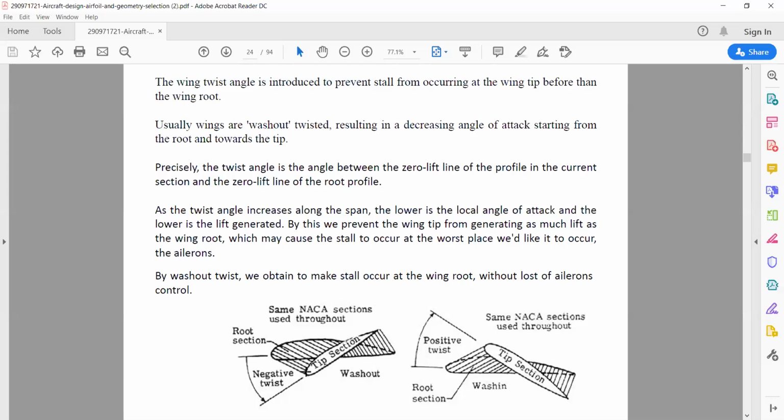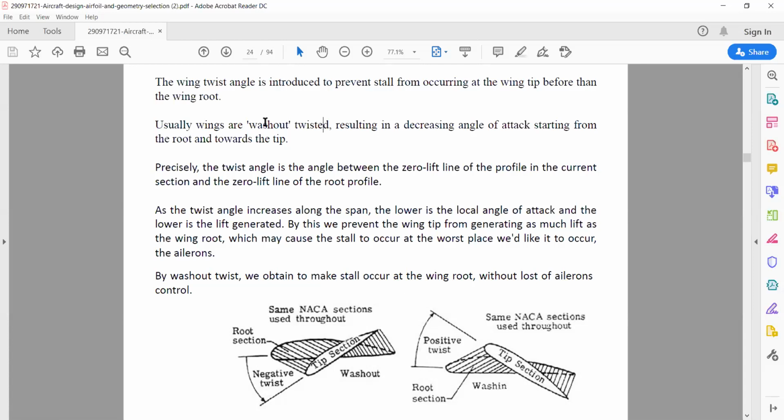We can see this is called the root to tip section. If the root is down, this is called a negative twist. If the root section is going up, that is called a positive twist. Okay, so that is the difference between the negative and the positive twist. Usually wings are washout twisted, resulting in decreasing angle of attack. This is called washout twist. This is called wash-in twist. Usually the wings are washout twisted.